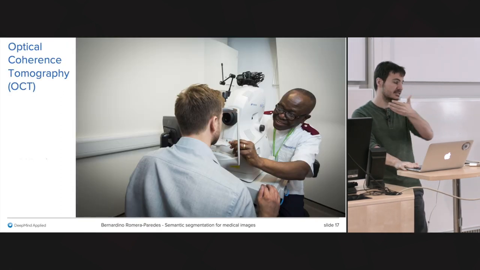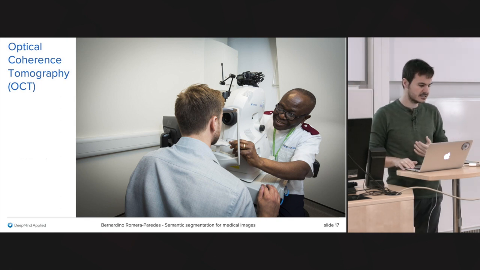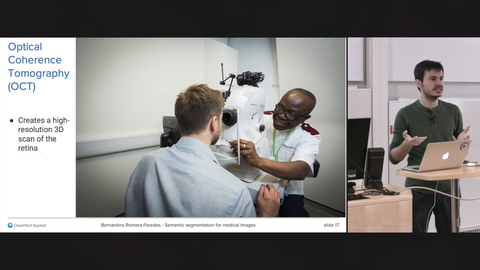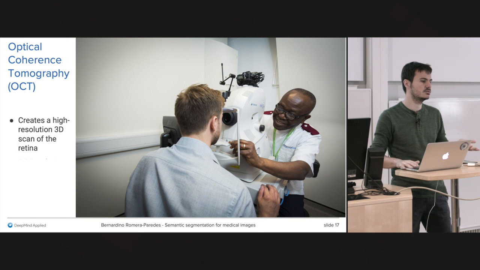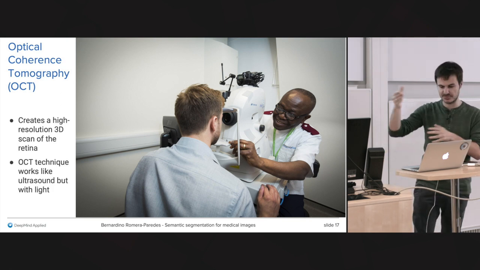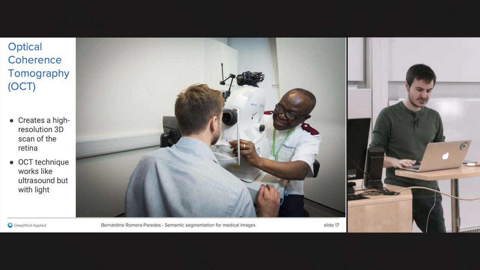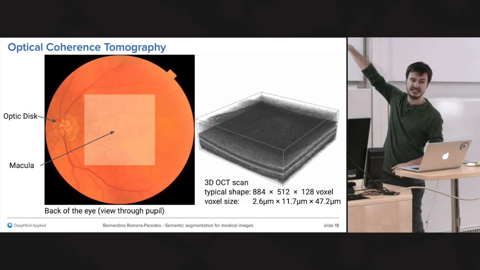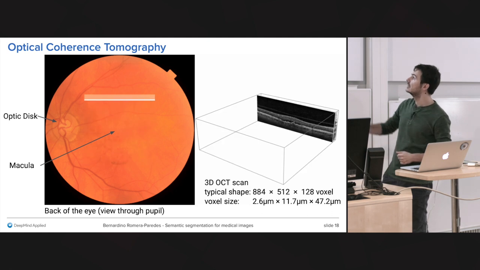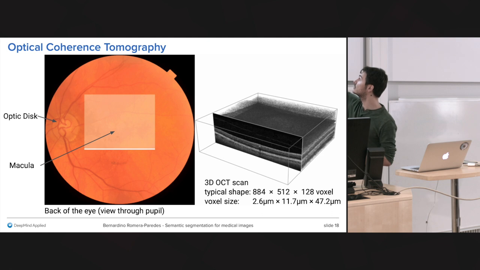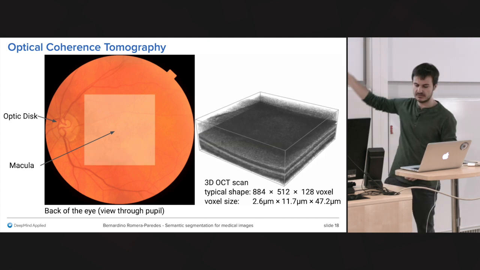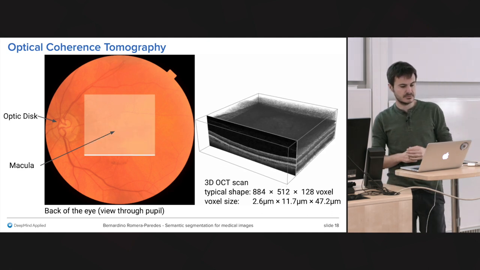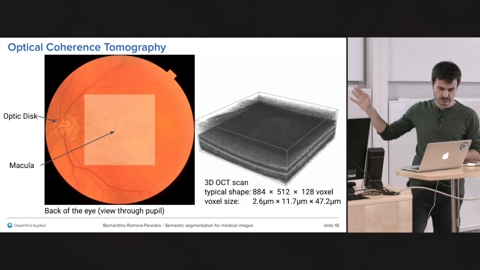These scans are OCT scans, optical coherence tomography. The main thing about them is that they give you a 3D high resolution view of the retina, and the main principle is basically like ultrasound, but instead of sound you use light, sort of. In any case, what you get is something like this. Basically the eye is looking upwards, and these are the layers of the back of your eye. Usually scans are of this shape: almost 900 pixels times 512 times 112 slices. I say usually because different brands of scanners have different resolutions, but that's quite common.